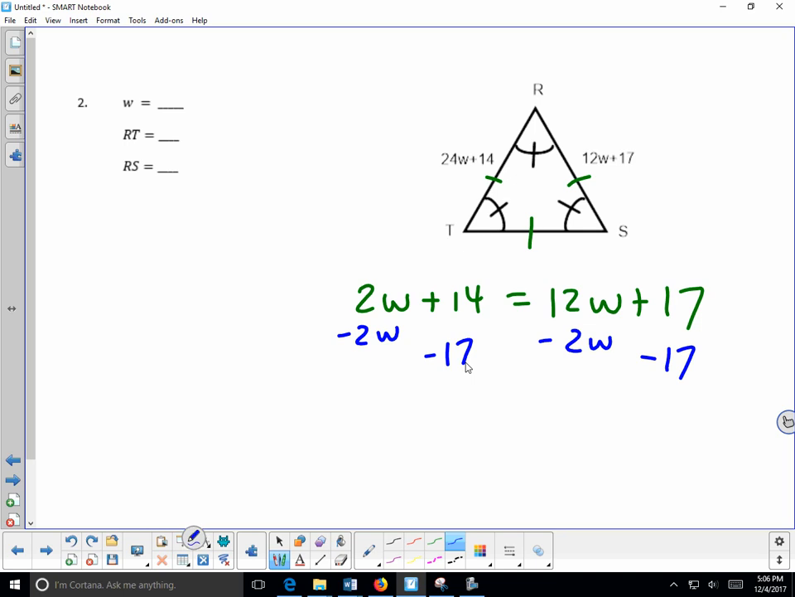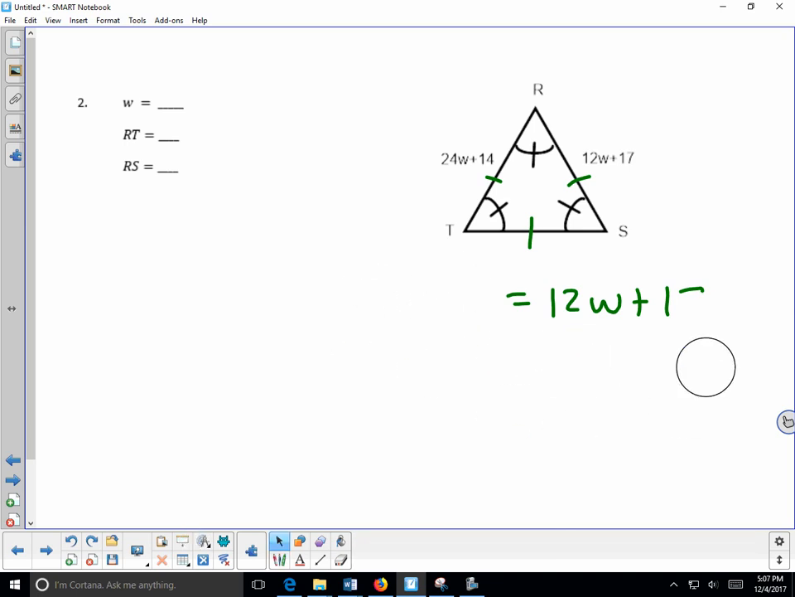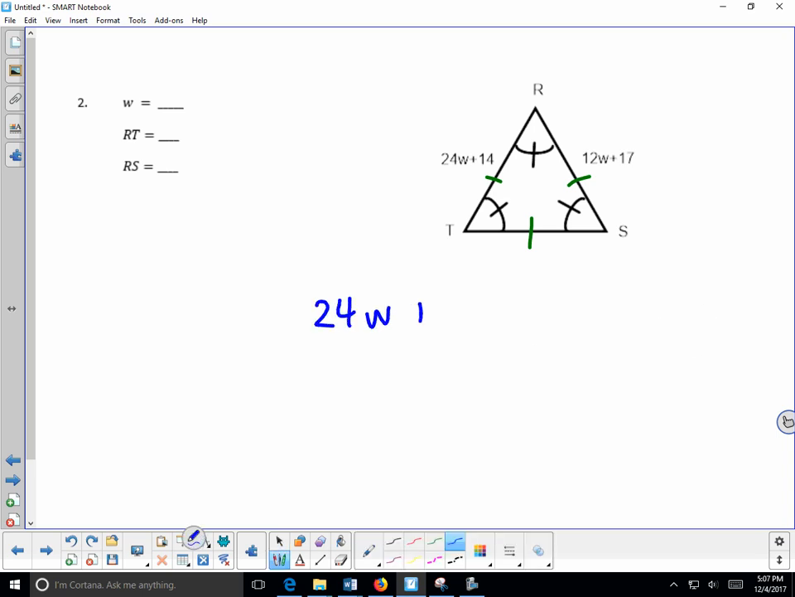So when we do that, we would get, let's see, we get 10w equaling, oh, my bad. You're like, what is she doing? Well, that's because she's writing down the wrong equation. I didn't copy it carefully. It's 2w plus 14 equaling 12w plus 17. Sorry about that.